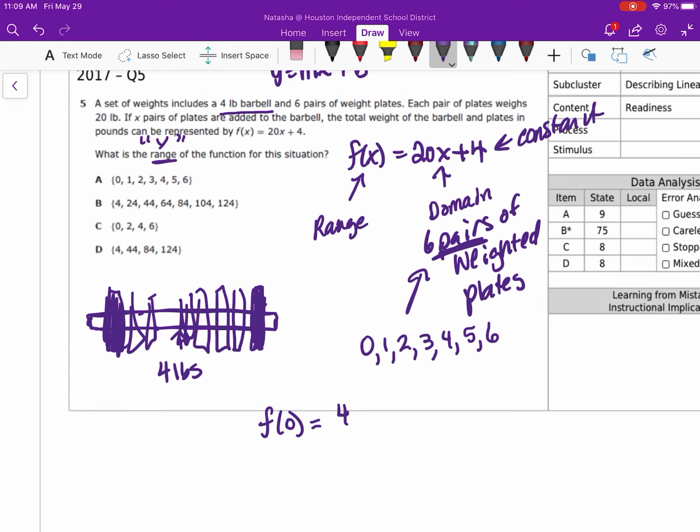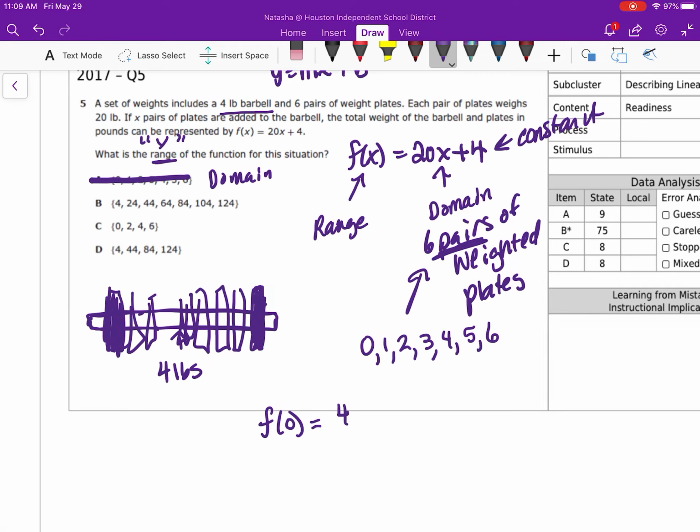Okay, so now let's look at our answer choices too. A is if we look at this and say 0, 1, 2, 3, 4, 5, 6. Oh, A is our domain. We're not looking for domain, we're looking for range. So that's not our answer choice. Okay, so we have 4 here. We've got 0, 2, 4, 6. We have 4 in all 3 of our remaining answer choices. We have it in B, C, and D.